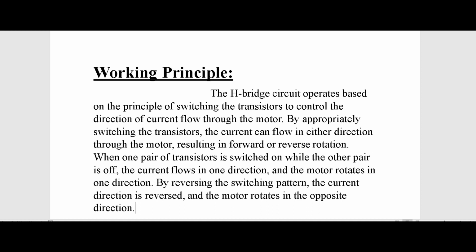Now, what it's saying is that when one pair of transistors is switched on, because we saw that we had 2 transistors on the left side and 2 on the right side that are connected to each other, the current flows in one direction. It's common sense that if there are 4 transistors, 2 are turned off and 2 are on, it is going to rotate in one direction. When the other 2 are on and the first 2 are off, it's going to rotate in the other direction. Similarly, by reversing the switching pattern, the current direction is reversed and the motor rotates in the opposite direction.